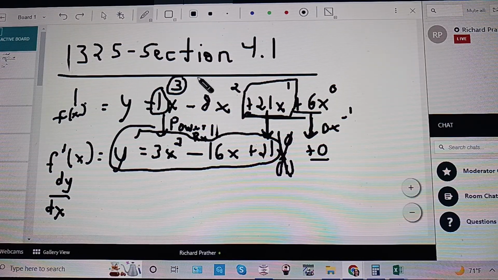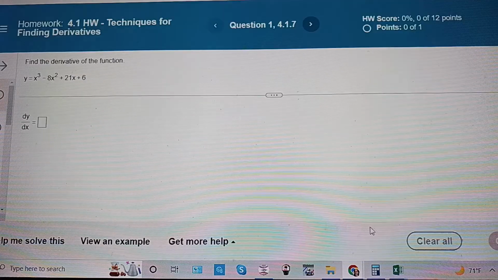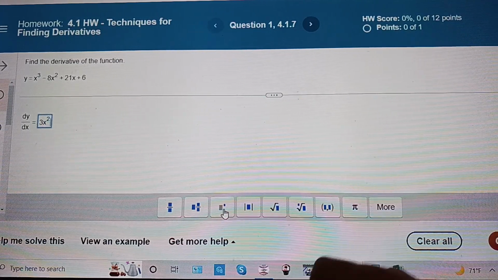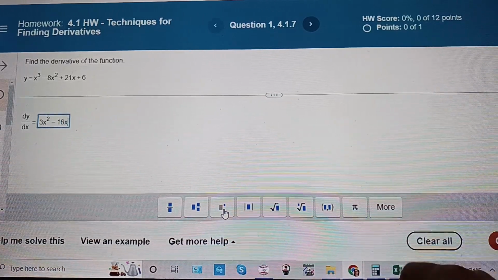We started with a cubic function, and the derivative decreased to a quadratic. That's always going to happen with polynomials. So notice they wrote, for the answer, one of the versions of it, they put dy over dx. That tells you they want you to do the derivative. Find the derivative, the directions say. So 3x squared minus 16x plus 21.